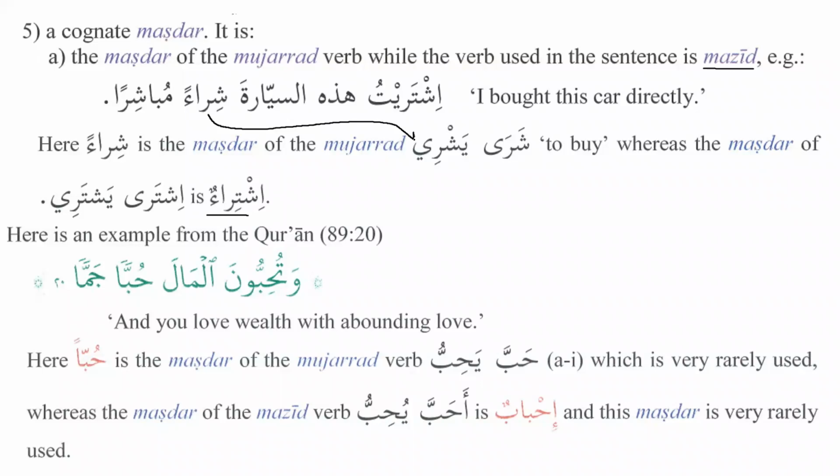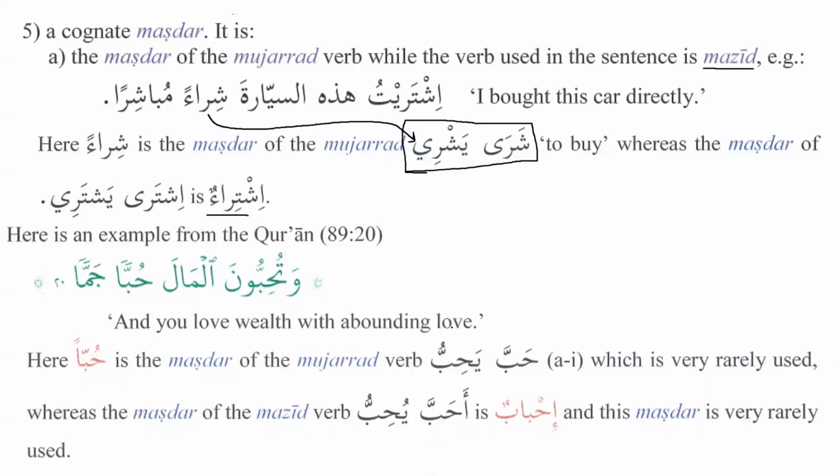Shira'un, which is basically the masdar of shara, yashri. And also something very important we will see over here: the verbs that we have, for example shara, is not very common. The verb ishtara is very common. But the masdar ishtira'un is not very common, and shira'un is very common.